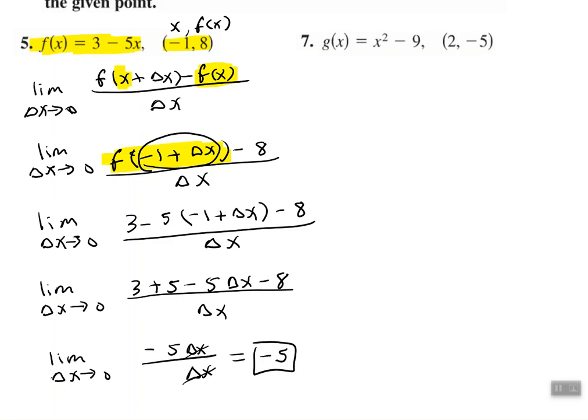Now, given that this was a straight line, 3 minus 5x, and you know about y equals mx plus b, the slope always for this line is going to be -5, because it's a line and we know how to find the slope. And you see that we did come up with -5 using that formula.